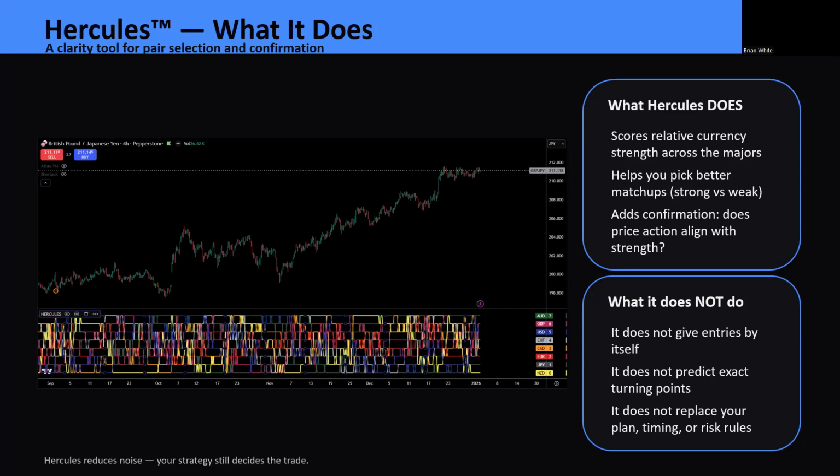I'll explain that. So Hercules helps you stop guessing and, more importantly, start choosing where strength is building and where weakness is persistent. Then you can take that clarity back to your chart and execute your normal trade plan and your normal rules. So again, take screenshots if you need to do so. But I do want to mention that Hercules does not give entries by itself. It's not going to predict turning points or anything like that. So it does not replace your trade plan.